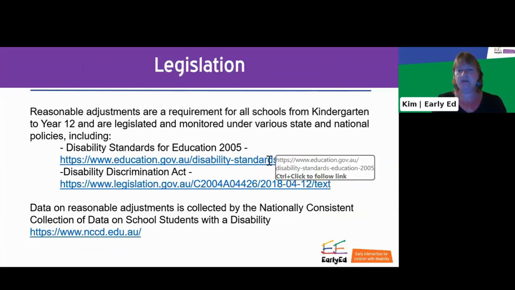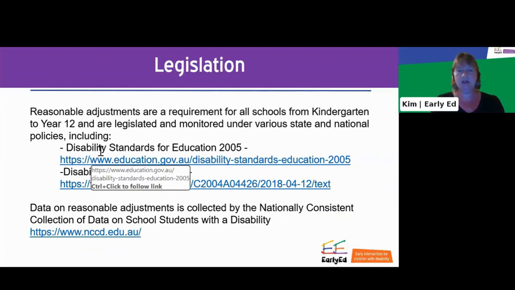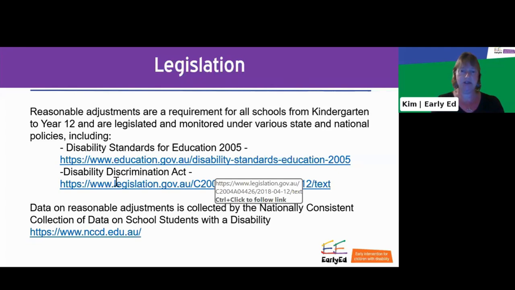So reasonable adjustments are a requirement for all schools from kindergarten to year 12. They're legislated and monitored under various state and national policies, including the Disability Standards for Education 2005 and the Disability Discrimination Act. Data on reasonable adjustments is collected by the Nationally Consistent Collection of Data on school students with a disability. So again, that basically just means the body that collects nationally, all of Australia, the information on what sorts of adjustments or what level of adjustments a student with a disability might have within particular schools.